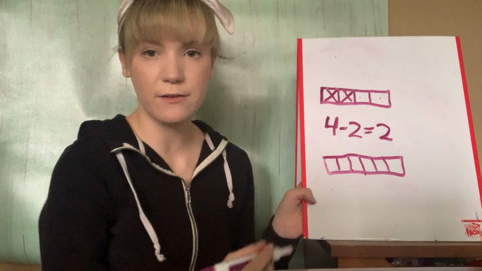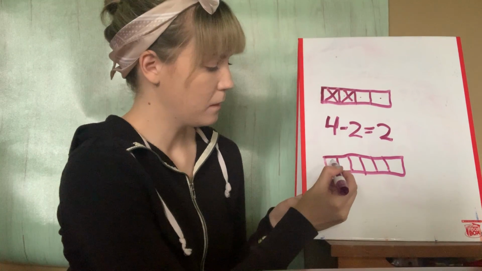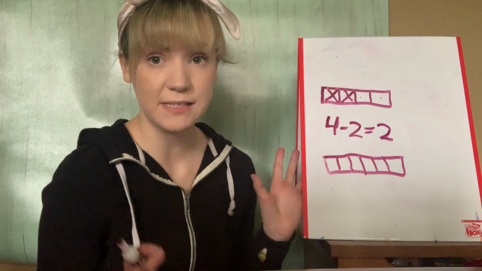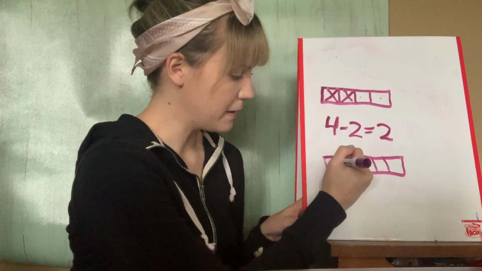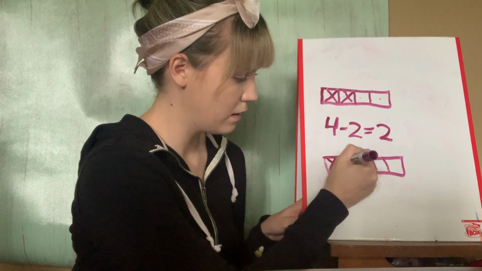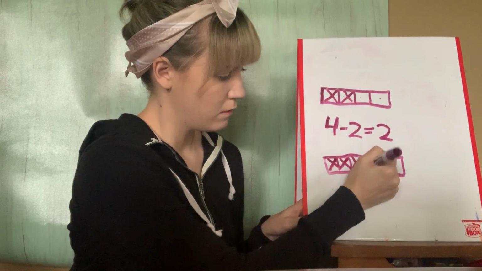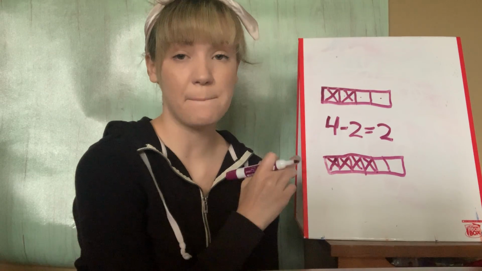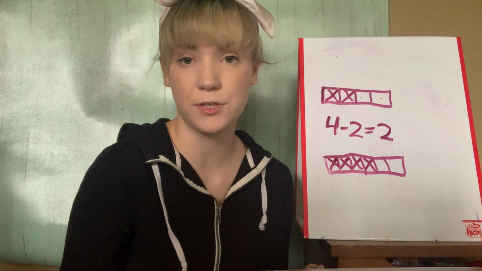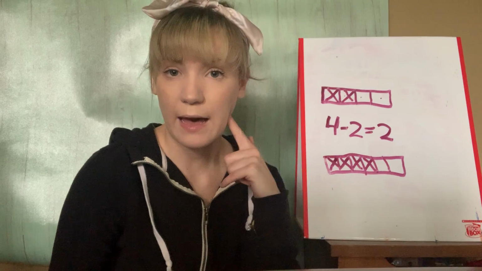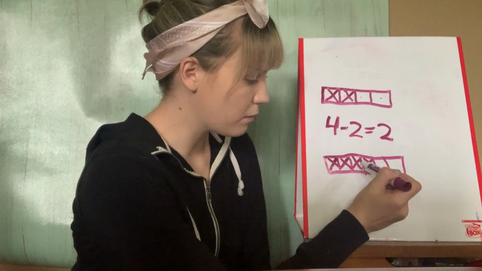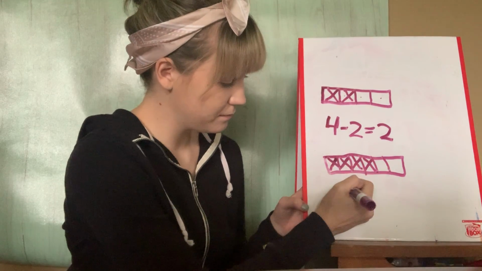Okay, let's go ahead and count how many boxes I have all together. 1, 2, 3, 4, 5, 6. Okay, so I have 6, but I'm going to X out 4. Okay, so can we write a number sentence that matches this picture that I drew? Okay, so can you think, how many boxes did I start off with? We can count them. 1, 2, 3, 4, 5, 6.